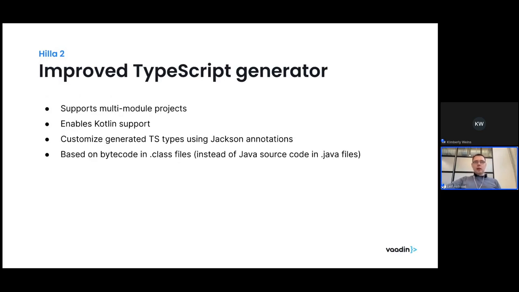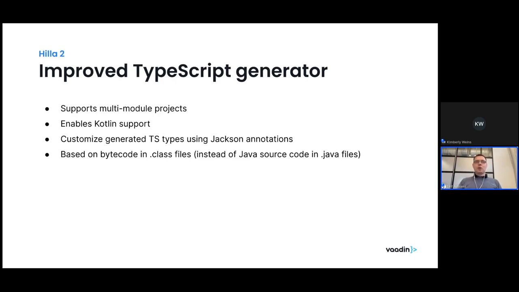But unique to Hilla is a new improved TypeScript generator. That's the part of the Hilla framework that takes your Java types and uses those to generate TypeScript that helps glue the front end and the back end together. So with this new generator, we get support for multi-module projects. We get support for other JVM languages, most specifically Kotlin. We get support for customizing your TypeScript types, so basically the beans that you send back and forth over the wire, because now we can also support most of the JSON annotations. So you can, for instance, rename properties in the JSON representation and so on.